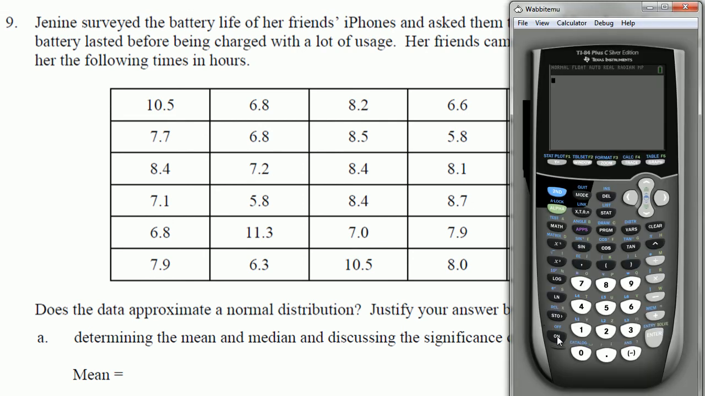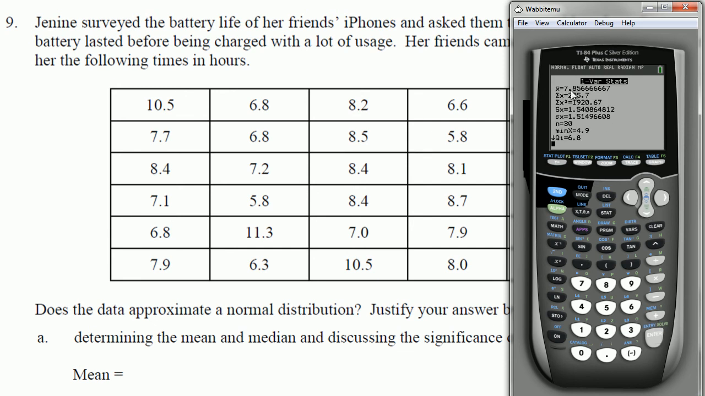So calculator's ready, and we're going to enter these 30 numbers into our calculator by going Stat, Edit. First we're going to start off with 10.5, enter, then 7.7, enter, and so on. Now that we have all the data entered, we're going to go Stat, Calc, One-Variable Statistics. For this set of data, we're just going to go L1. We don't have any frequency list because we entered all the numbers individually. And then we're going to go down to Calculate.